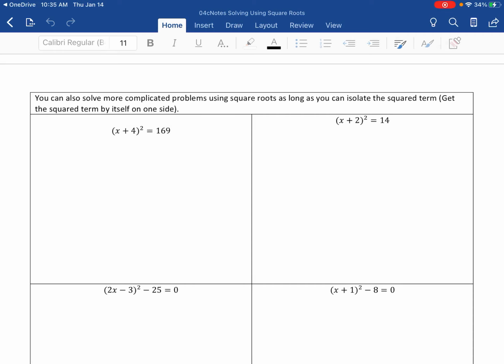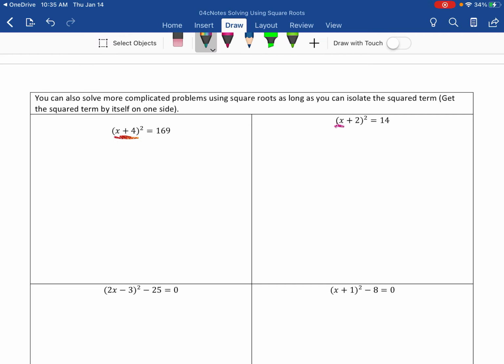Okay, so I wanted to add another way that we can use square roots to solve. And that's if you have things like this, where you have a binomial in parentheses like these. You can use square roots because you can get the squared term by itself.